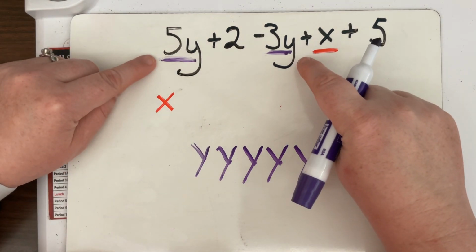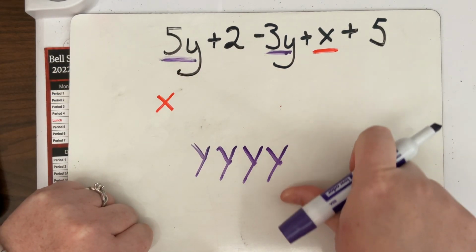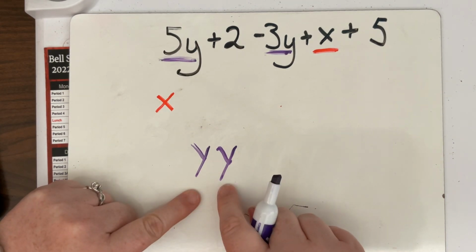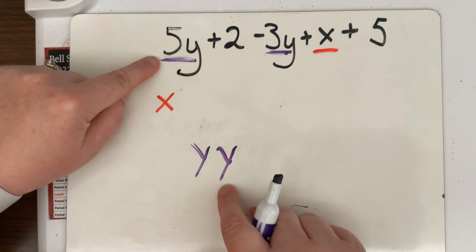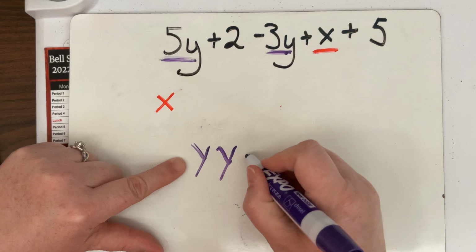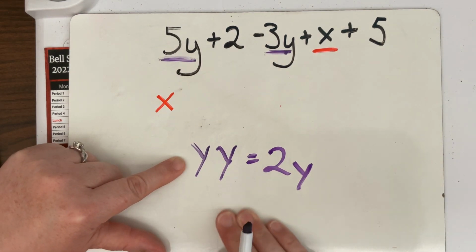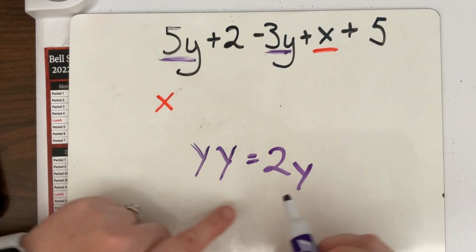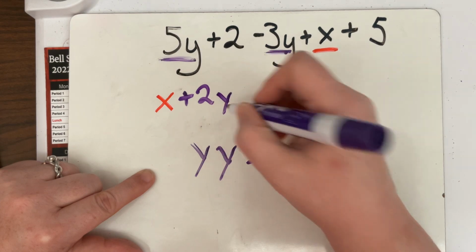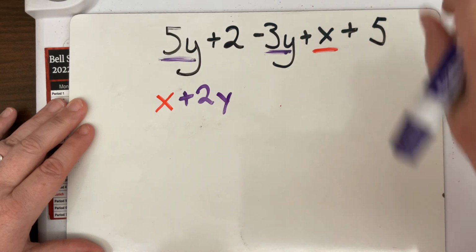Now, this one is saying to take 3 y's away. 1, 2, 3. There's only 2 y's left. So 5y minus 3y equals 2y. Does that make sense? Okay, so I'm going to take my 2y, and it's a positive 2y, plus 2y. That takes care of all my y's.